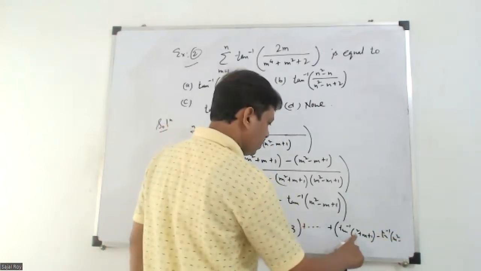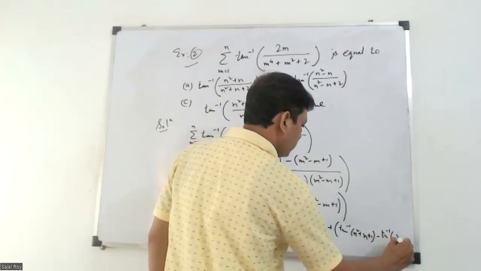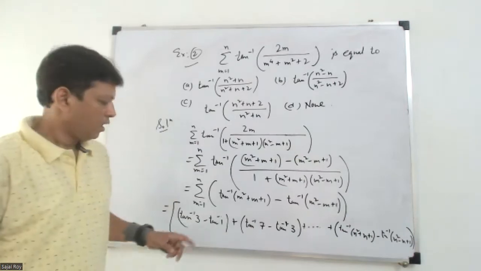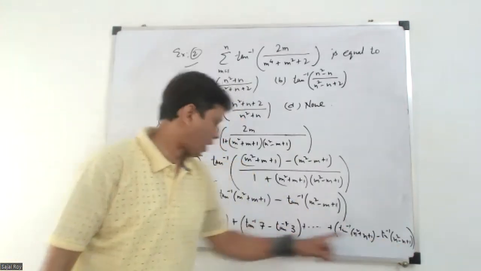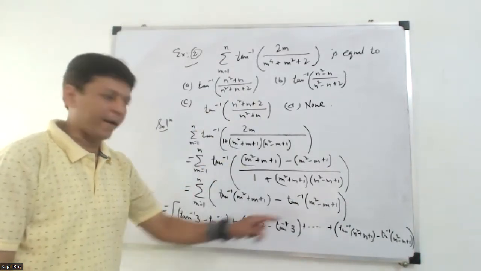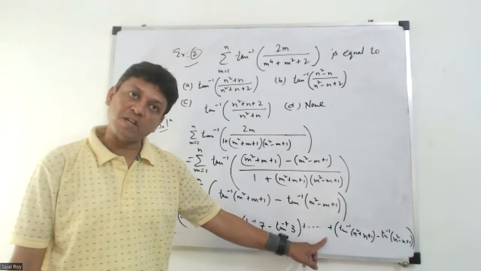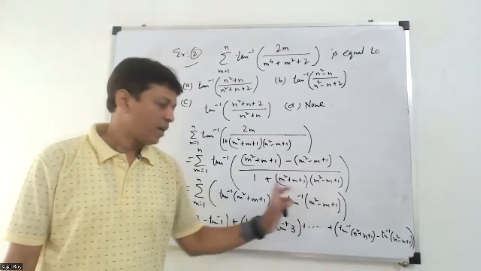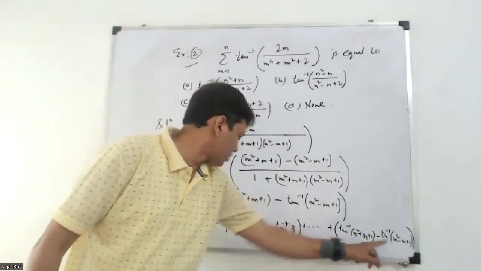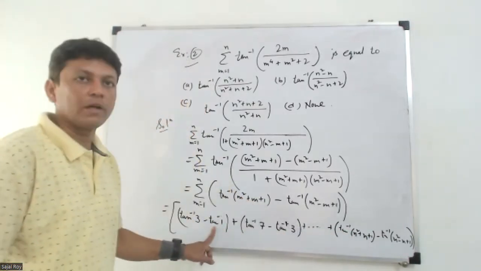N squared, right? It's n. So basically, if you open the bracket, you will remain with tan inverse of n square plus n plus 1 minus tan inverse 1. Otherwise, all the terms will get cancelled, right? If you open the bracket, look at the tan inverse 3, tan inverse 3 get cancelled. Tan inverse 7, the next term will have tan inverse 7. So that plus and minus get cancelled, and so on. Ultimately at the last stage you will remain with this one and this one.